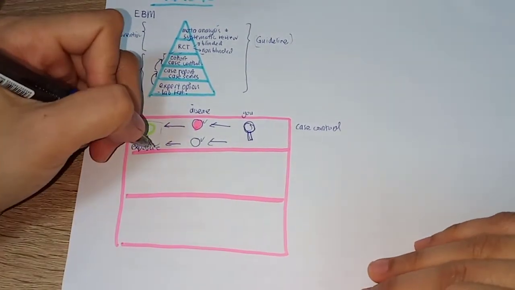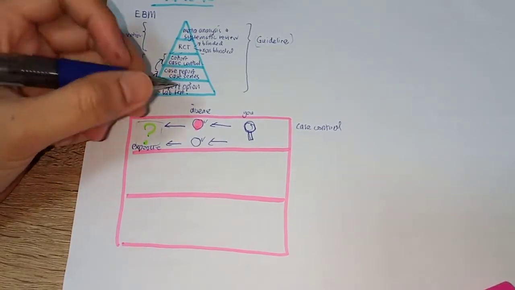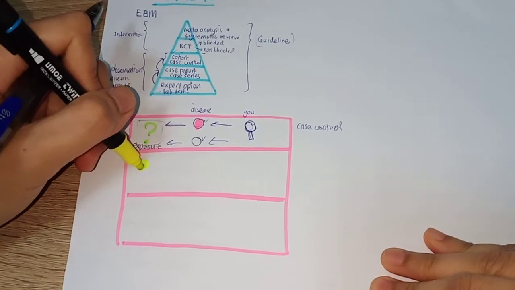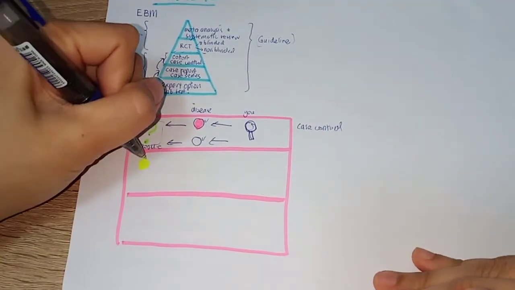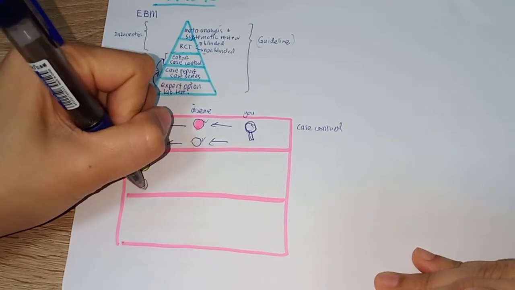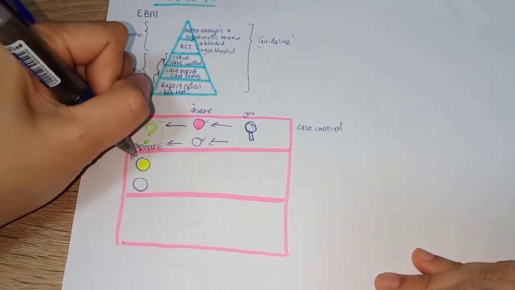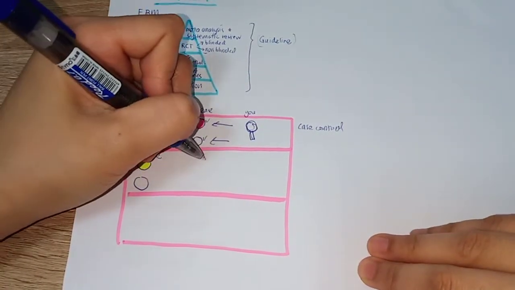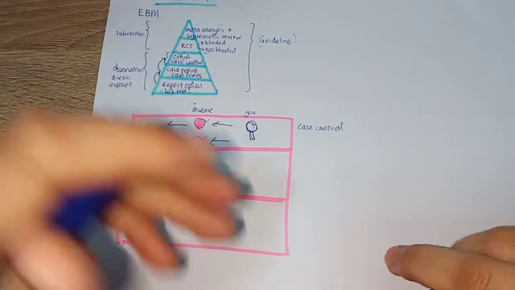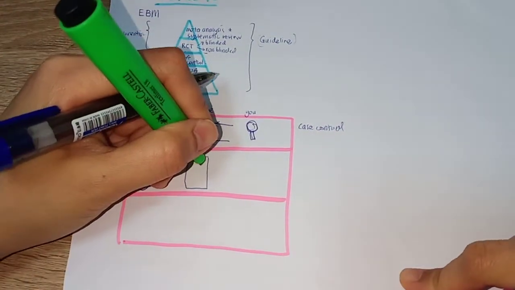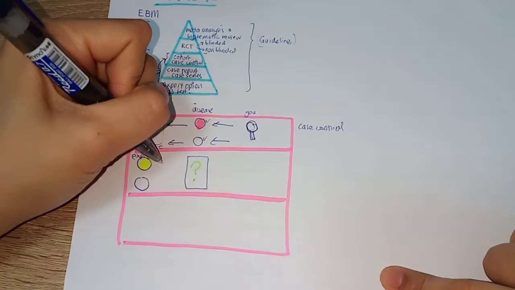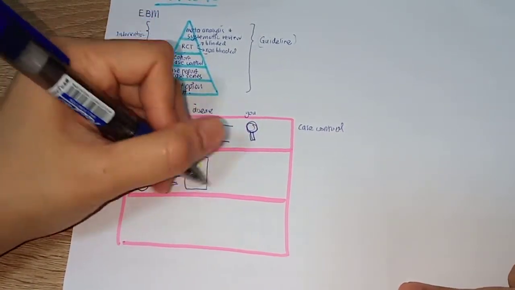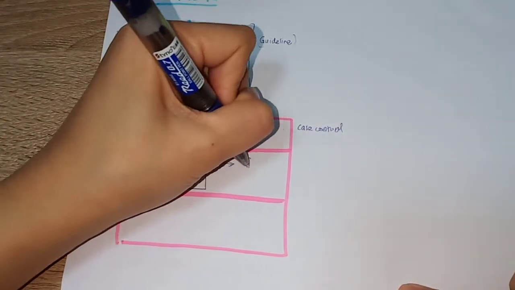But if, let's say, you already know about the exposure, so you have a patient here who smokes, and this is a patient who does not smoke. So you know about the exposure here, and you want to know about the disease. Basically, you want to know how many of those who smoke actually developed the disease.